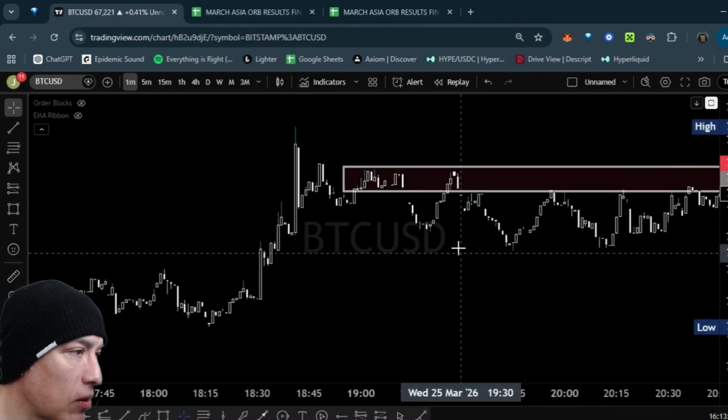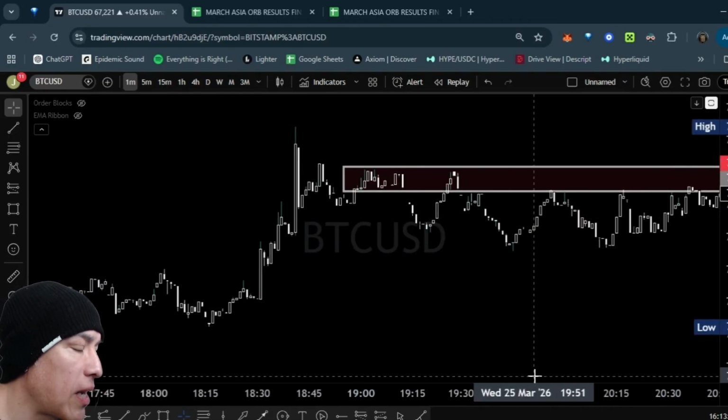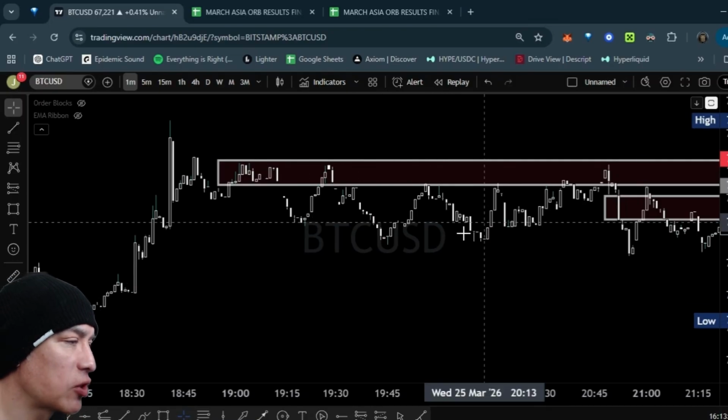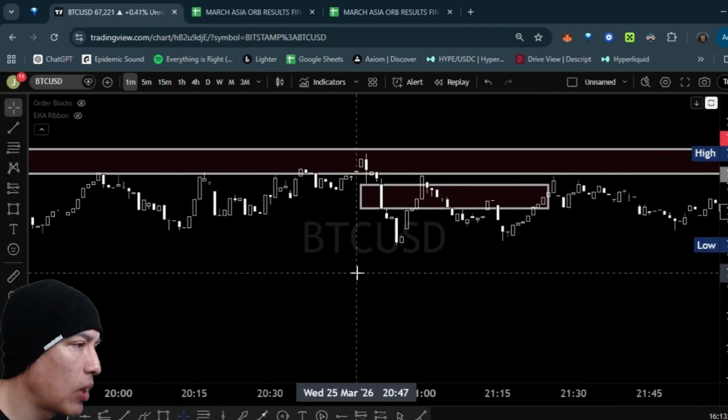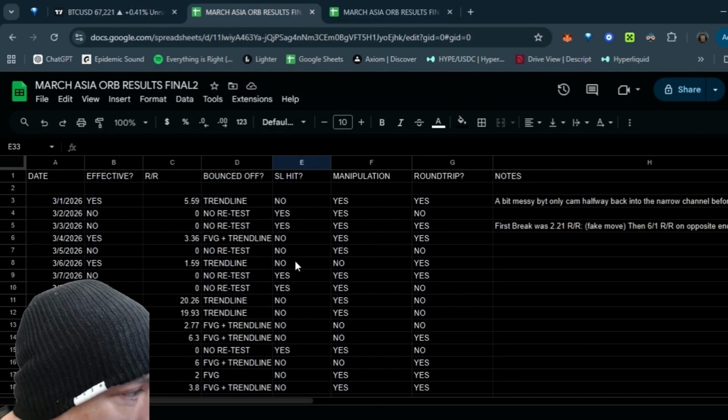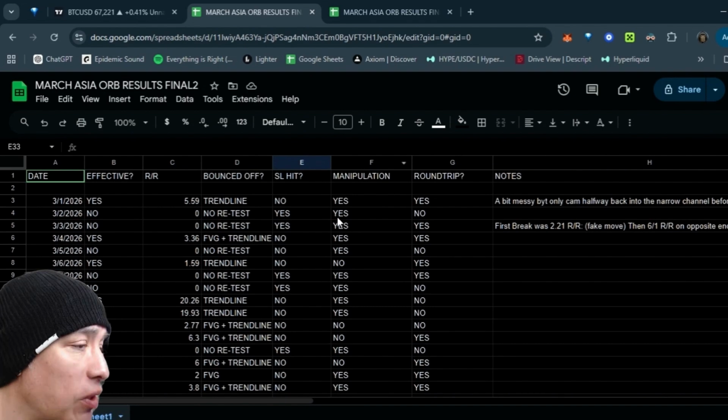Sometimes it doesn't retest at all, guys. Sometimes it just goes straight down. You've got to realize that those are all the different ways that this specific strategy entry can work, but which one works best? That's also something I was trying to track, as well as whether there were any manipulations before the big move.